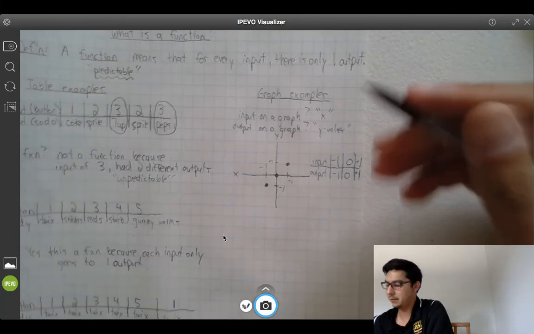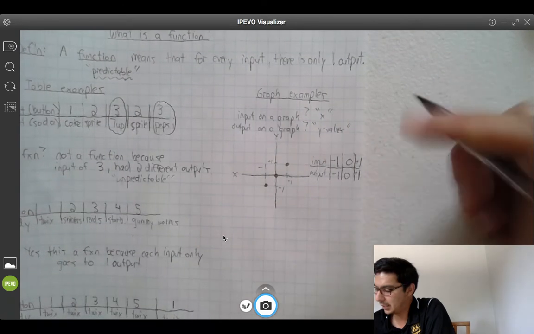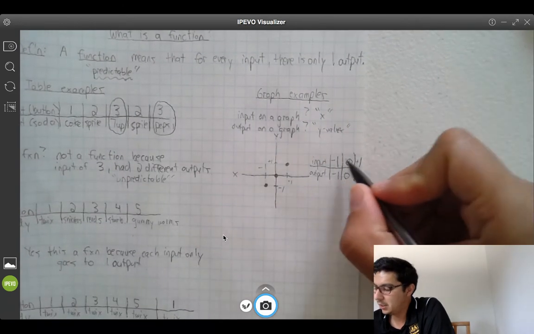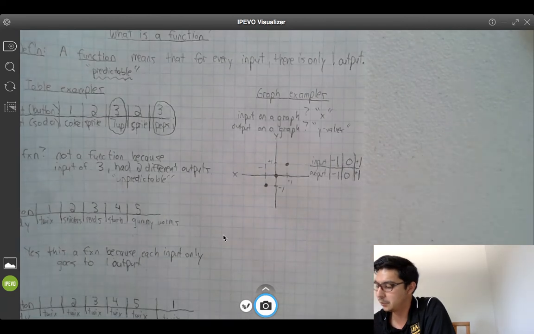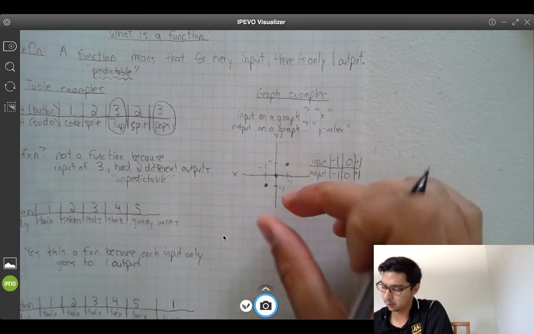Now on a graph, if you didn't want to use the table, because from the table you're like, okay, I just know this. Each input is different. They all have one output. So yes, this is a function. But say you didn't want to use the table. Say you just want to use the graph.